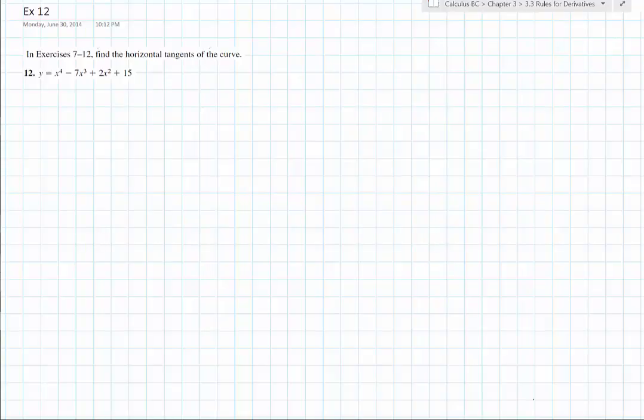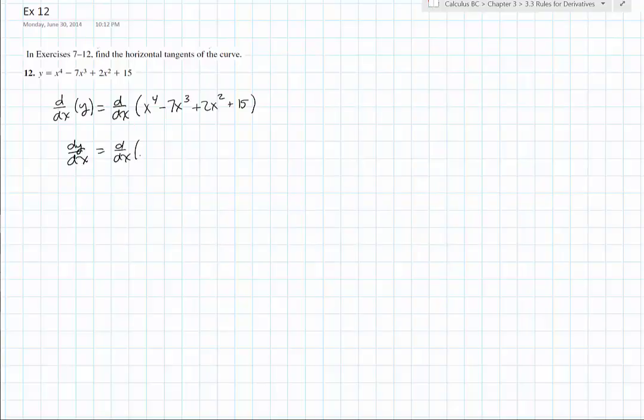Here's problem number 12 from section 3.3. We're asked to find the horizontal tangents, and we'll start that process by finding the derivatives of both sides of this equation. Now the derivative of y with respect to x is dy dx. I'm going to break this down into its components.